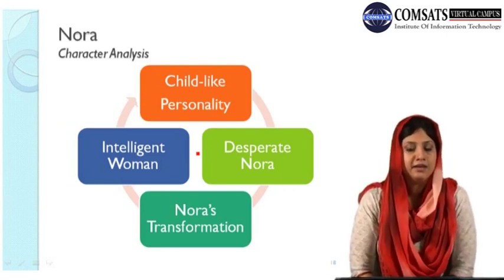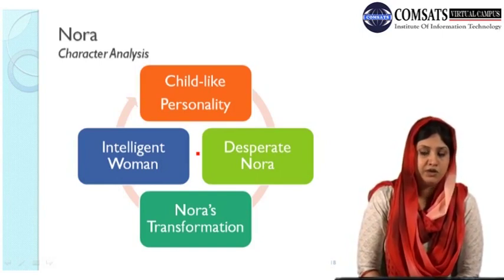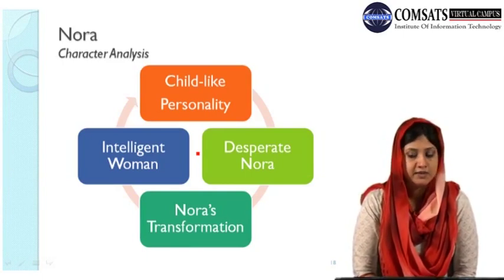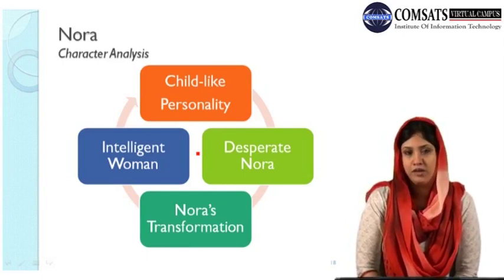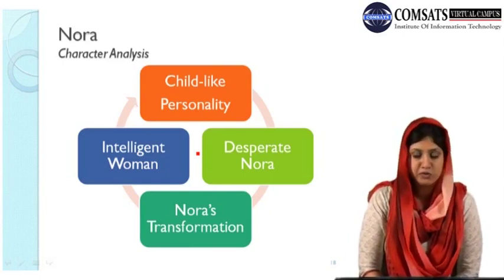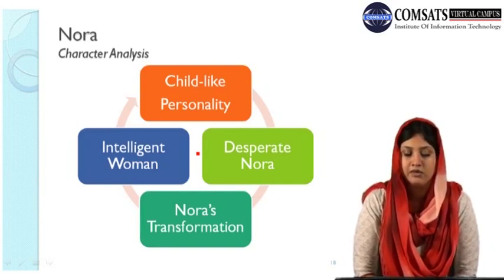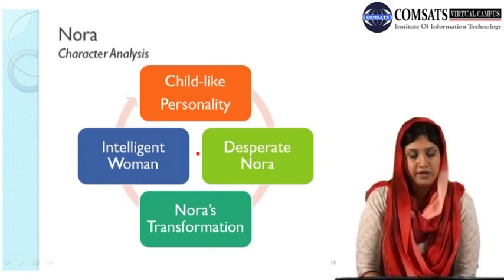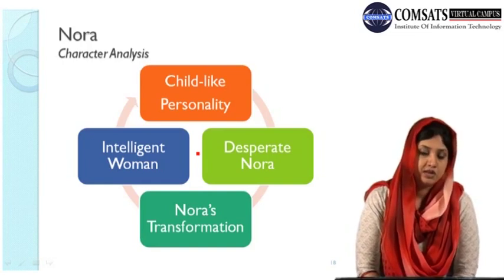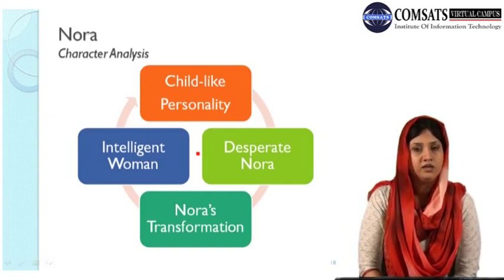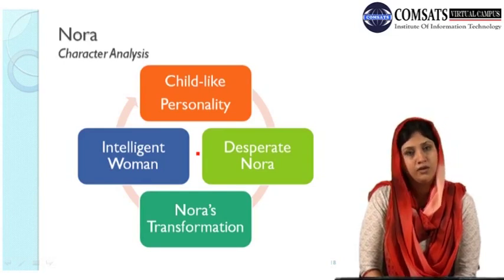We will be analyzing this character in different aspects of her character. We will analyze her childlike personality. We find Nora desperate for several things. So this desperation is one aspect of her personality. We will see whether she's an intelligent woman or she is innocent, as she apparently is represented in the first half of the play. We will find Nora's transformation, and we will see what the reasons are and what kind of transformed self Nora finds in the end.